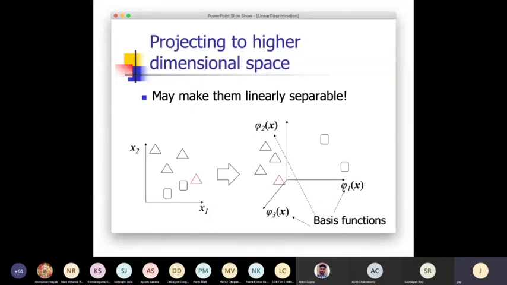We can see that it will introduce certain interesting properties in the class boundaries. At least you can get nonlinear class boundaries by doing this kind of mapping using those basis functions. So these are called basis functions: these phi 1, phi 2, phi 3. These are called basis functions.